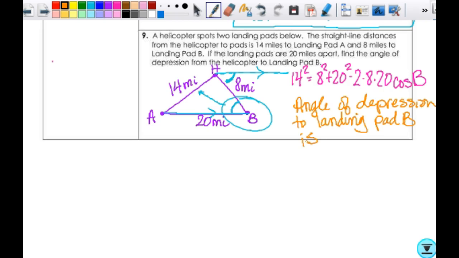Somebody, anybody? Go ahead. 33.1, thank you. 33.123 degrees, and that is the right answer.